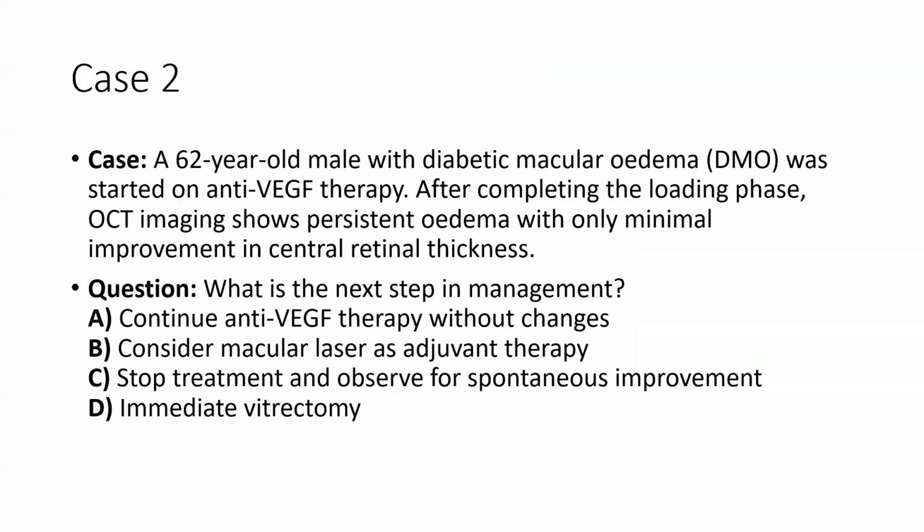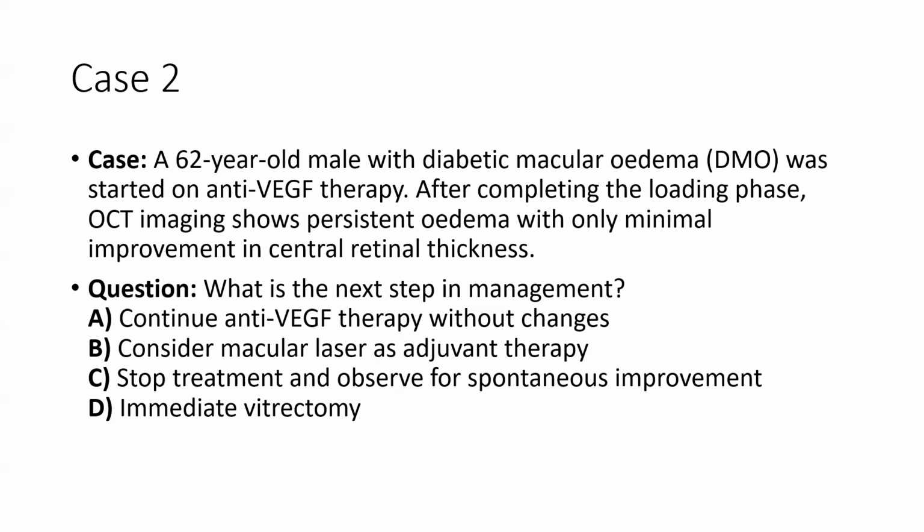Here we have a 62-year-old male with diabetic macular edema. He was already started on anti-VEGF therapy. After completing the loading phase, OCT was done, which showed persistent edema with only minimal improvement in the central retinal thickness. So in that context, the patient has not had a good response to anti-VEGF therapy. What should be the next step?